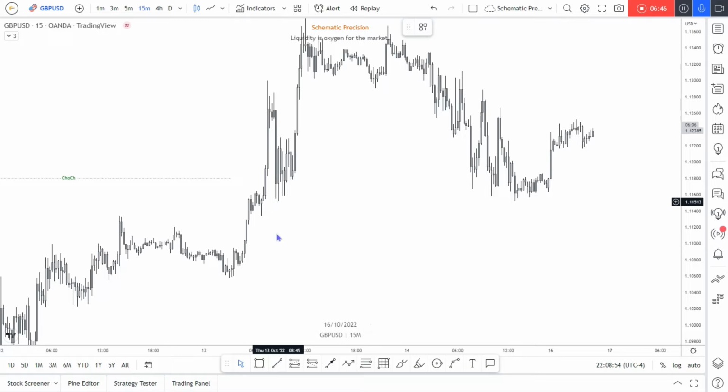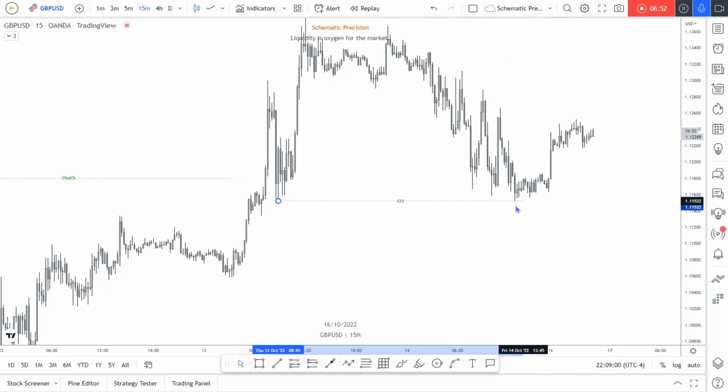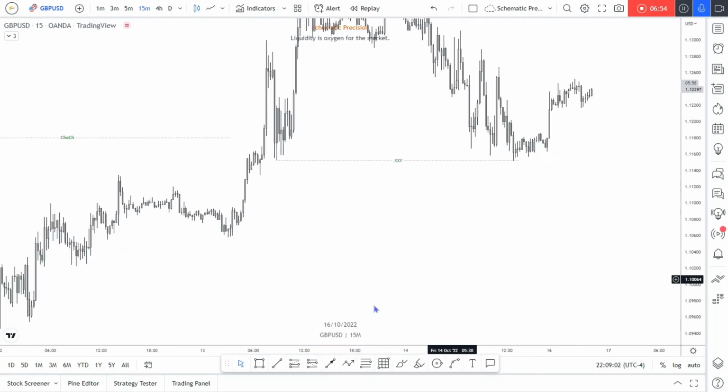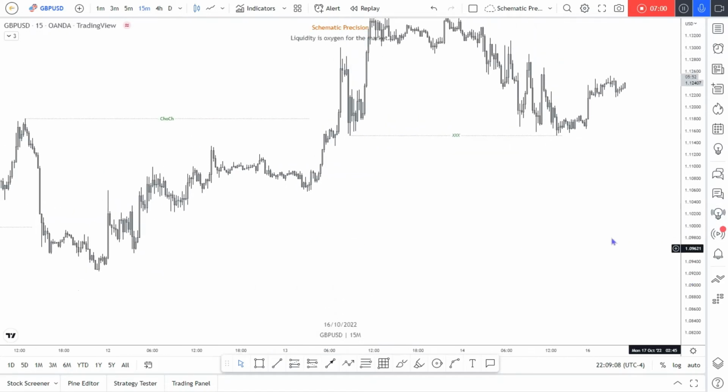And technically talking, this low will act as our liquidity, which is not yet grabbed, so price can still come down. And where is the next possibility for the longs, if there is any?